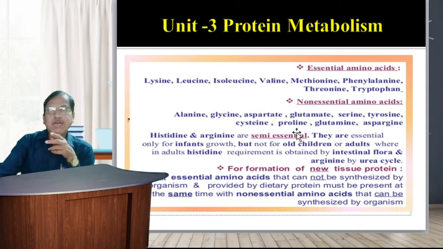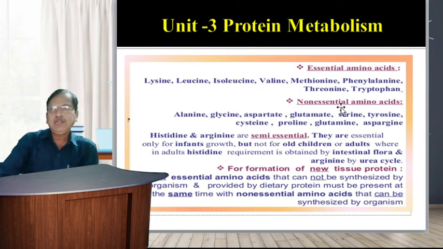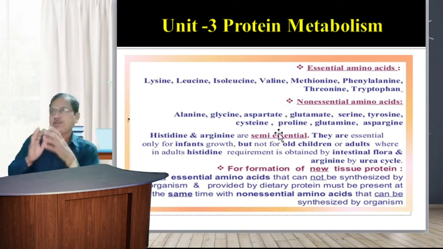So these are essential amino acids and non-essential amino acids. We already discussed all kinds separately in the slides. Ten amino acids are essential and the other ten are non-essential. Histidine and arginine are semi-essential. They are essential only for infant growth, but not for older children or adults, where in adults the histidine requirement is obtained by intestinal flora and arginine by the urea cycle for the formation of new tissue protein. So these are the requirements of essential and non-essential amino acids for protein metabolism.